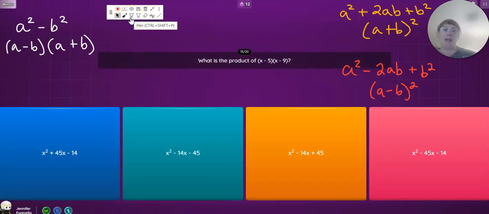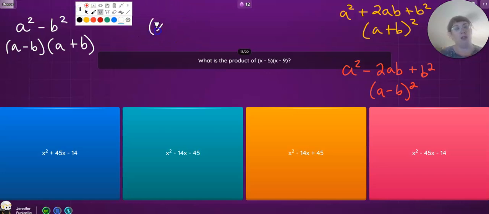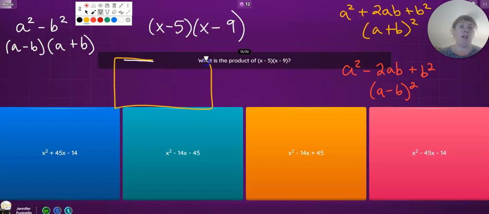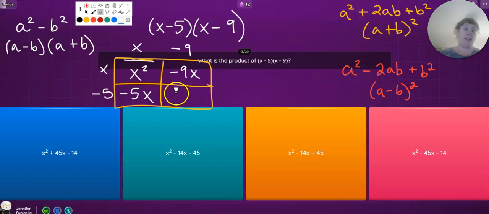What is the product of x minus 5 times x minus 9? This is not a pattern that we're looking at. I just threw some in to practice what we learned last week too. So x minus 5 times x minus 9. When we're multiplying binomials, we can always make a box if we want. We have an x and a negative 5, and we have an x and a negative 9. x times x is x squared. x times negative 9 is a negative 9x. Negative 5 times x is negative 5x. And then negative 9 times negative 5 is a positive 45.